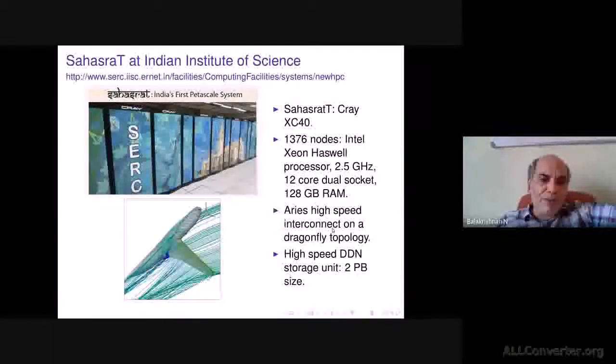Aries interconnect is one of the very well-known interconnects worldwide. The Dragonfly topology, you can ignore that. And it has got a storage unit of 2 petabyte. So this is about the parallel machine. This is what is there in our supercomputing complex, SCRC.